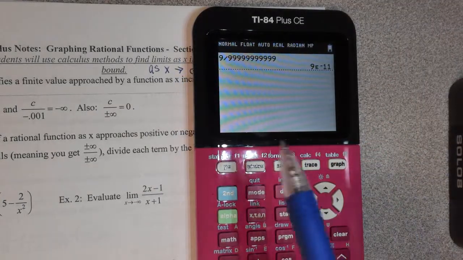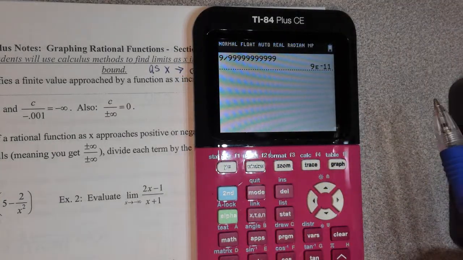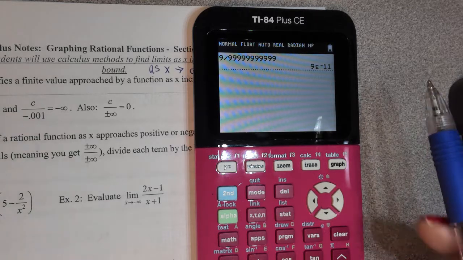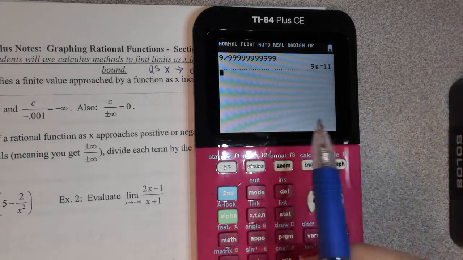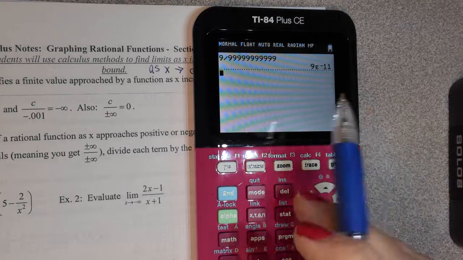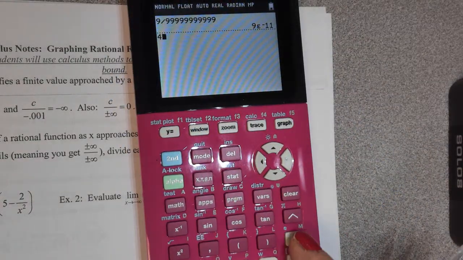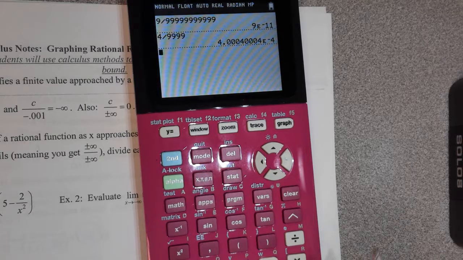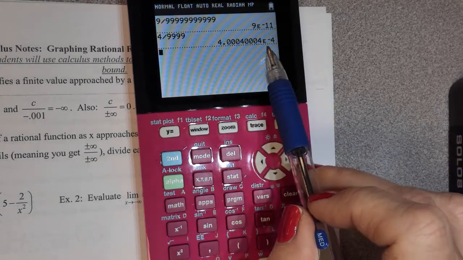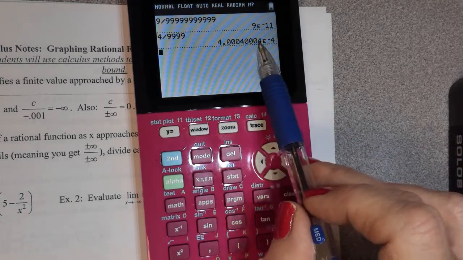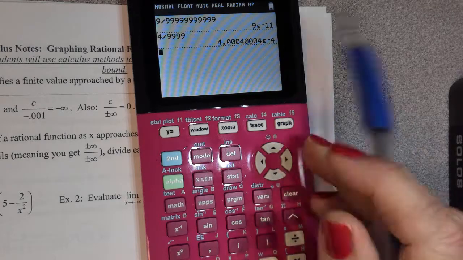So that means 0.000009. Okay, lots of zeros followed by a 9. So for our purposes, that is 0. No matter what the number is, no matter what the constant is, if I divide by a large number, I'm going to get something very close to 0. This is 4 times 10 to the negative 4. Okay?